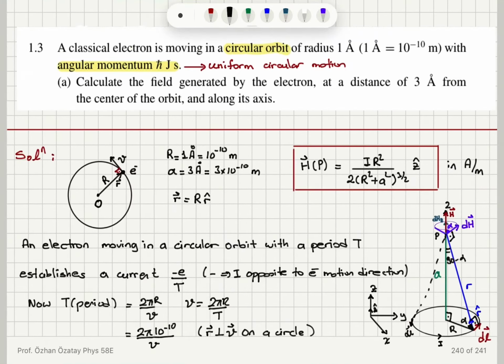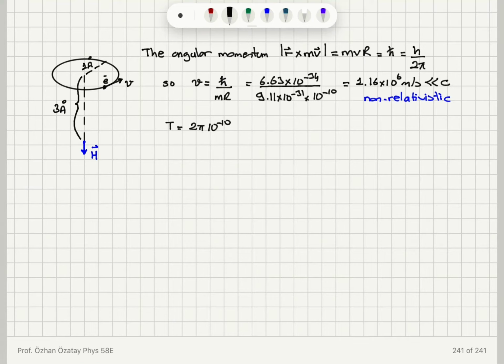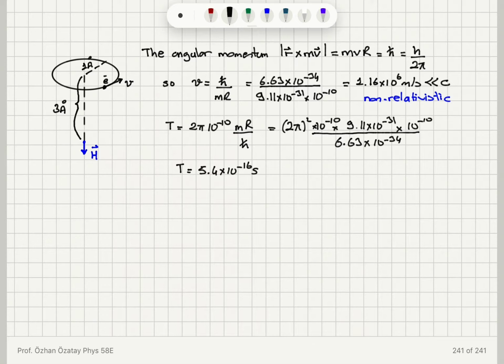Okay. So for the period T, we have 2 pi 10 to minus 10 divided by v. So it's going to be equal to 2 pi 10 to minus 10 times m, the mass of the electron, times R, divided by h bar. And h bar is h divided by 2 pi. So let's do this step by step: 2 pi squared, then 10 to minus 10, then the mass of the electron 9.11 times 10 to minus 31, then R, another 10 to minus 10, divided by h, which is 6.63 times 10 to minus 34 joule seconds. So we can calculate the period to be 5.4 times 10 to minus 16 seconds.